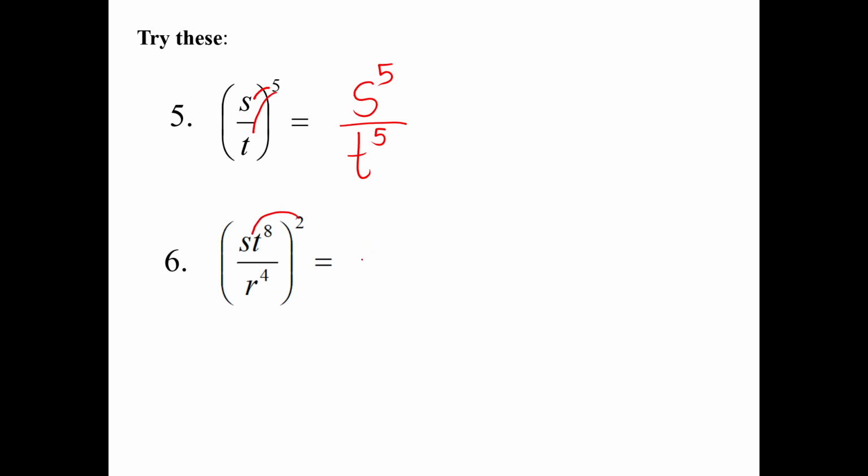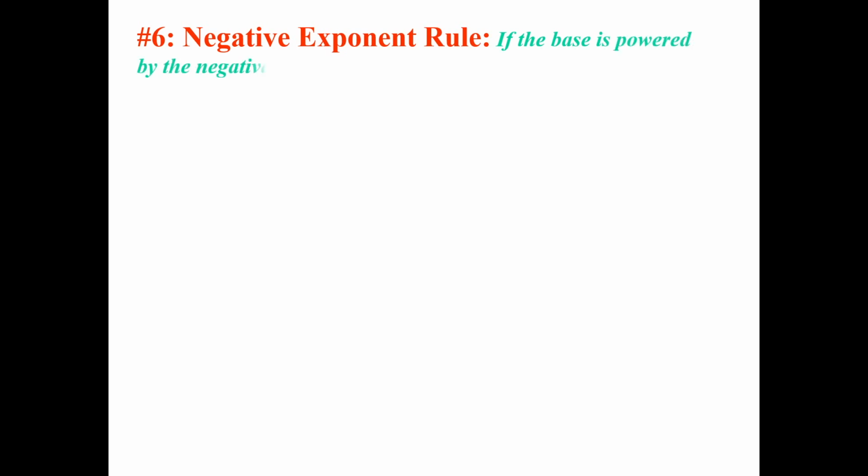For S, what is the exponent? 2, sir. For T, what is the exponent? 16. For R, what is the exponent? 8. That's it for the laws of exponents. Any questions about the laws of exponents? Okay. If none, let's go to the negative exponent rule.